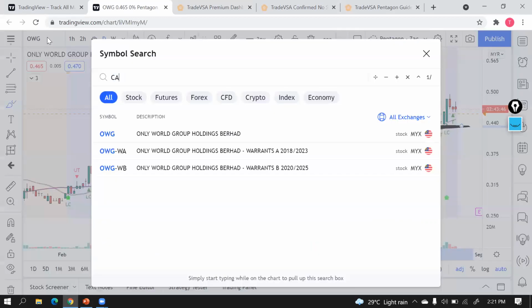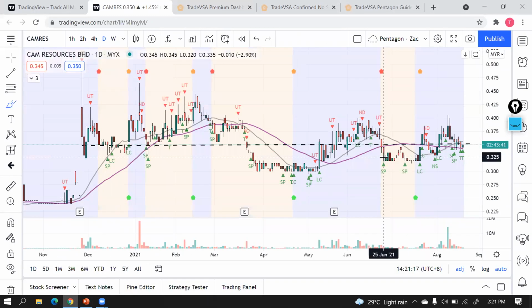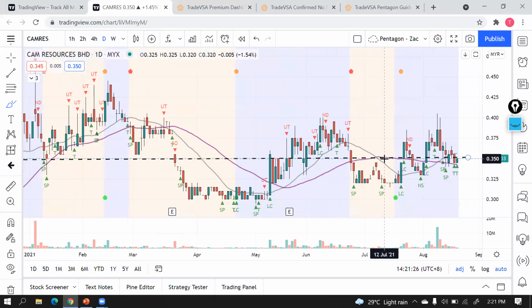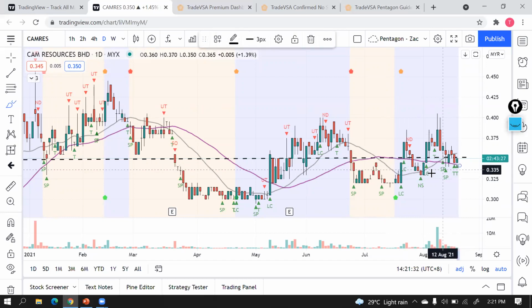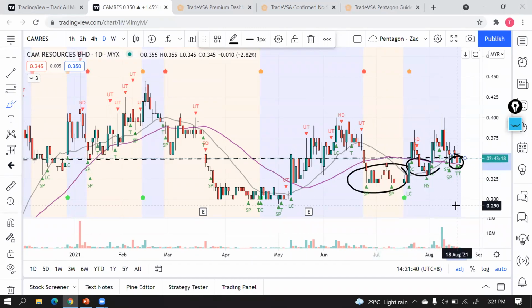Last one, cameras. Cameras still holding around the shakeout areas. This one needs time, but the low volume at least is okay. You can use the 40 or the NS area as your stop loss if you want to look for trades. Wins, they got a few shakeouts already, but here actually is still holding there.